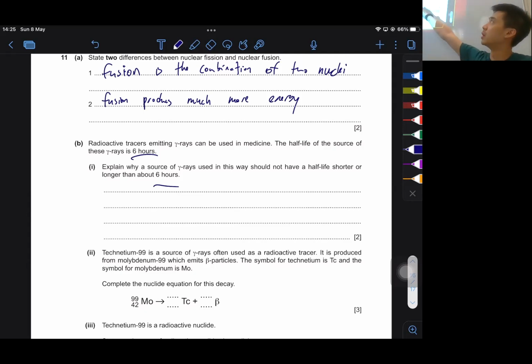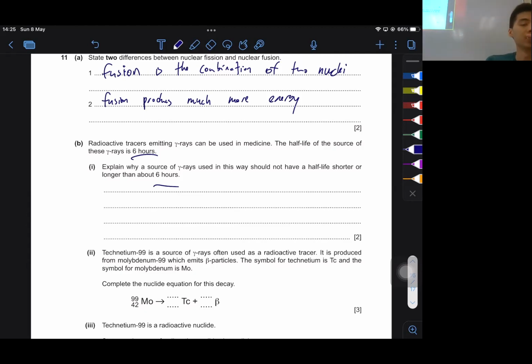So why should it not be shorter than 6 hours? Because if it is too short, before it reaches the designated point, it has already decayed away. You get what I mean? So 6 hours is in between, the sweet spot there. If you were to write this down, the half-life is the time it needs to decay to half.